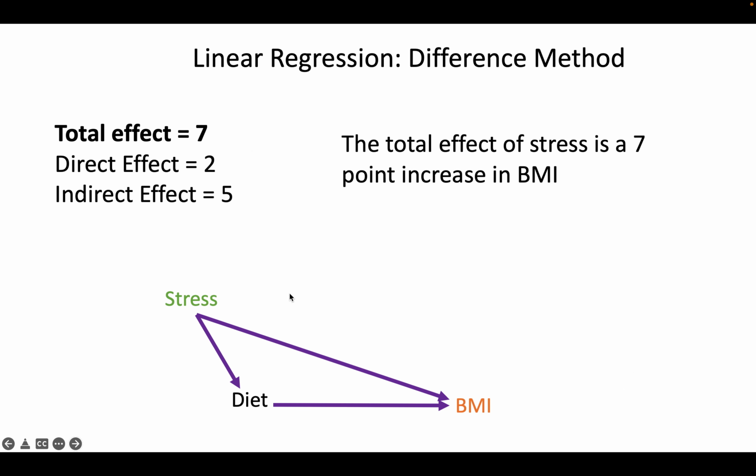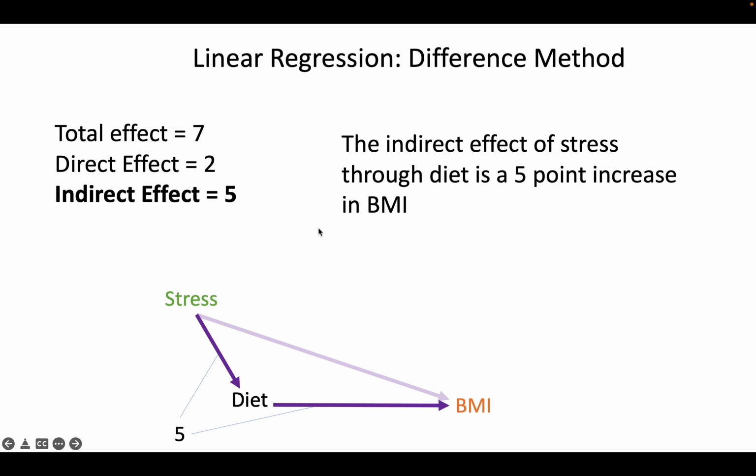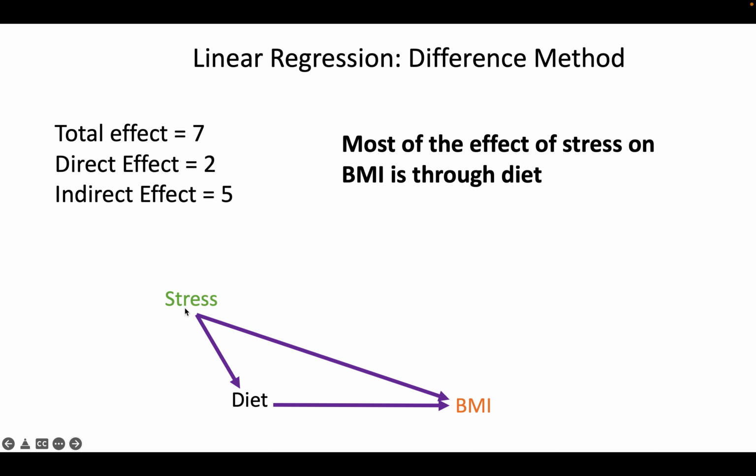So basically what we learned from this is that most of the effect of stress on BMI is actually mediated through diet. Or 5 points is what's happening through diet, while only 2 is the direct effect of stress.